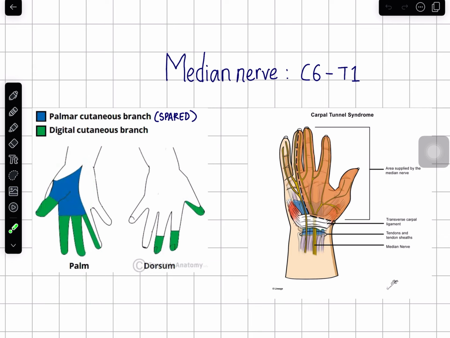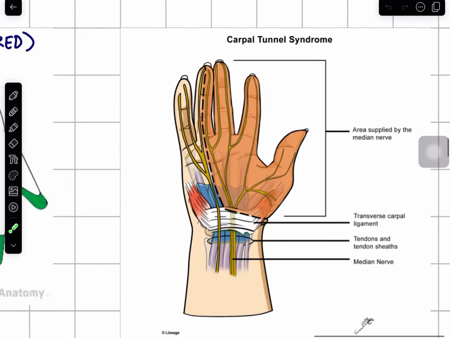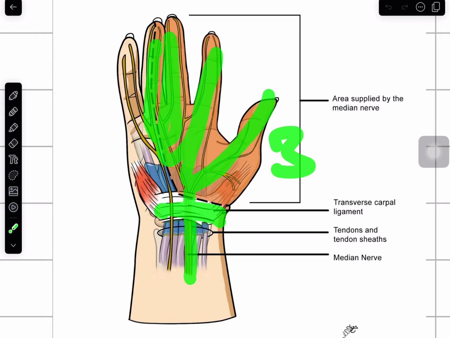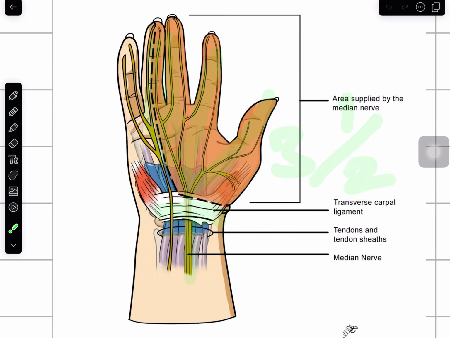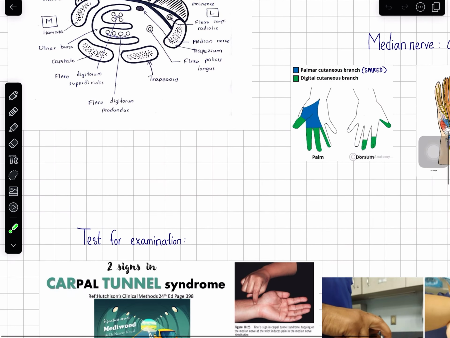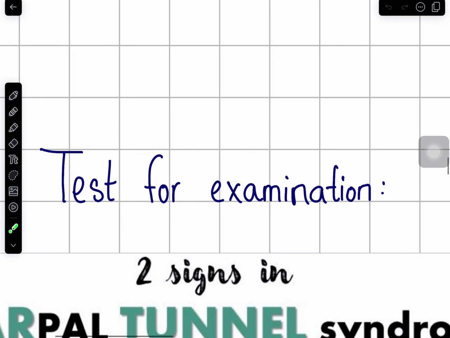You must remember that. As you can see here, this is the flexor retinaculum, and the median nerve goes through and under it and gives off 3.5 branches. It supplies 3.5 of the lateral fingers. Remember that. And what are the tests we do for examination?